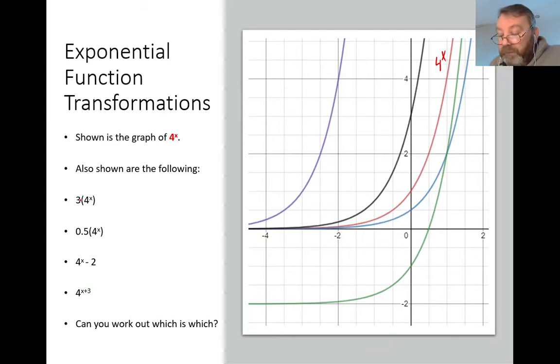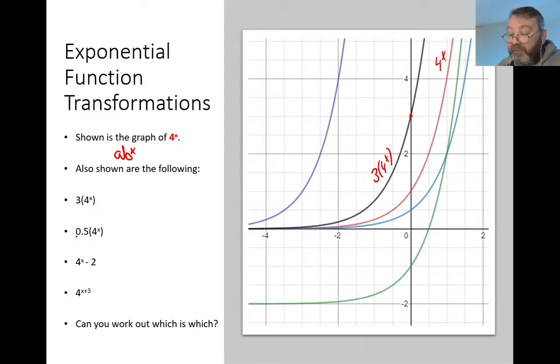What do you notice? If we remember that they are a times b to the x, and that a is the number they go through on the y-axis, well then I can see straight away that this one here is the one that goes through the point 3. So where's 3? 1, 2, 3. There it is. So that black line is 3 times 4 to the x. In other words, what was the original red function has been stretched upwards to its new resting point of 3.